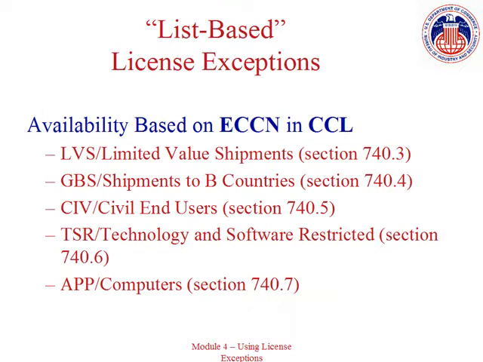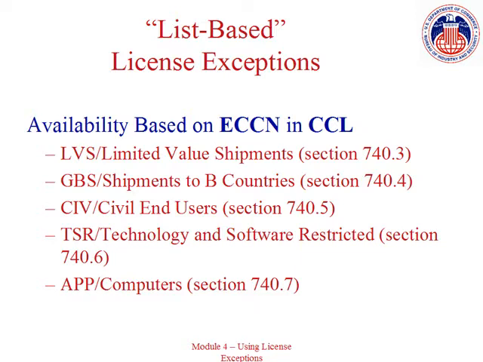There are 5 list-based license exceptions. The term list-based refers to the fact that these license exceptions are only available to the extent specified in an ECCN entry on the Commerce Control List. When you determine that a license is required for your transaction based on the ECCN and destination, the ECCN entry will indicate whether a list-based license exception may be available for the specific transaction that you're contemplating. You must then review the license exception criteria in Part 740 to see if your transaction qualifies in light of the general restrictions and terms and conditions of that particular license exception.